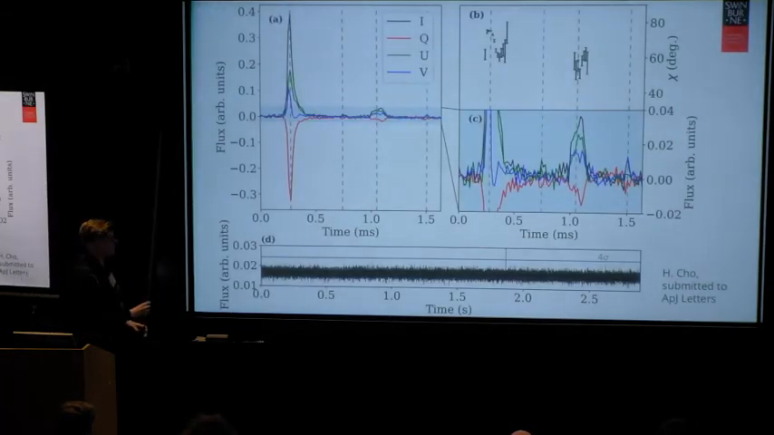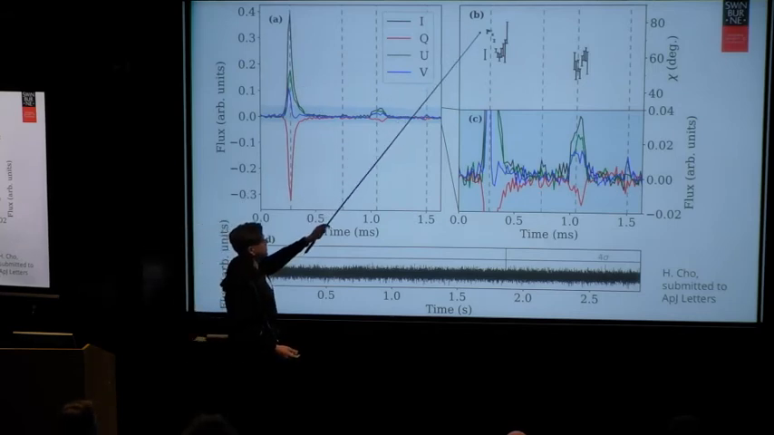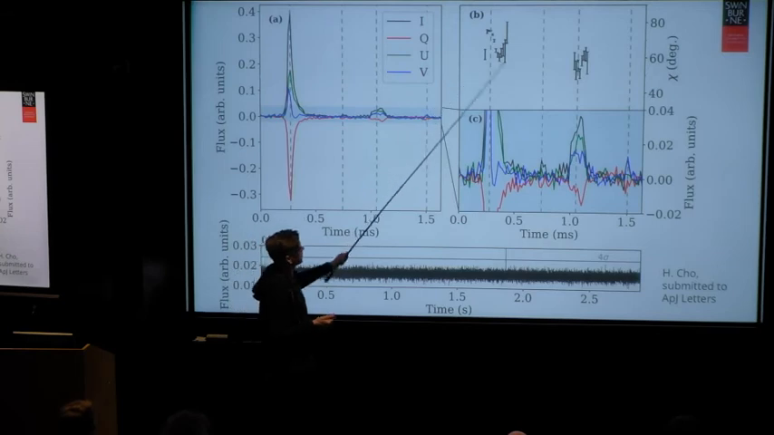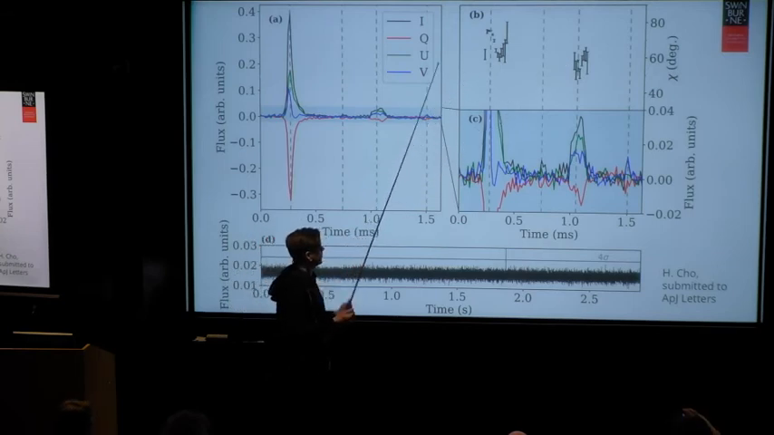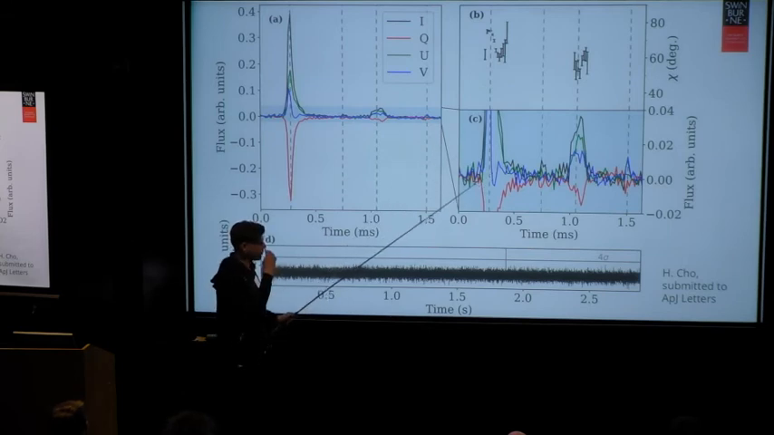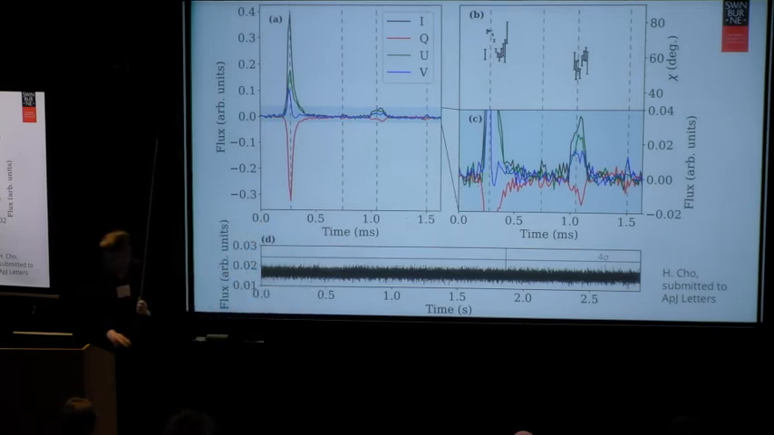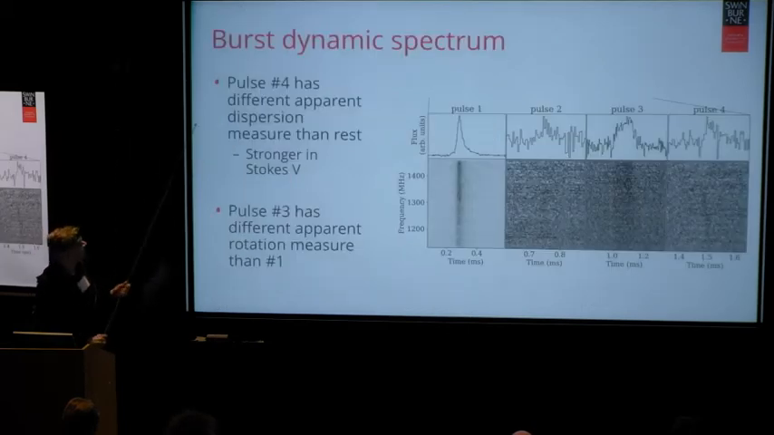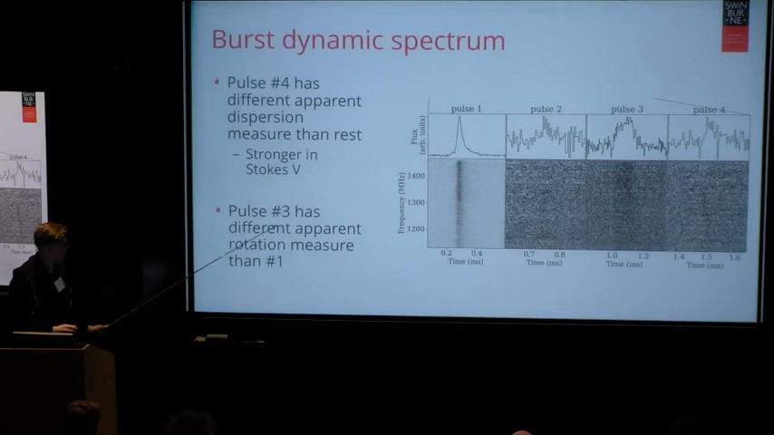So when we look at the polarization of it, the first thing to note here is that the polarization position angle of this pulse here, over a few hundred microseconds, is changing. The polarization position angle between the 2 pulses is different as well. And in general, the polarization properties of the pulses are different. As I mentioned, the pulse has a different apparent dispersion measure, stronger in Stokes V, and this one has a different rotation measure.